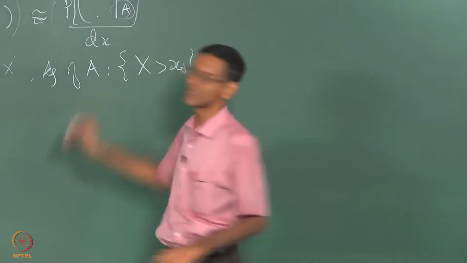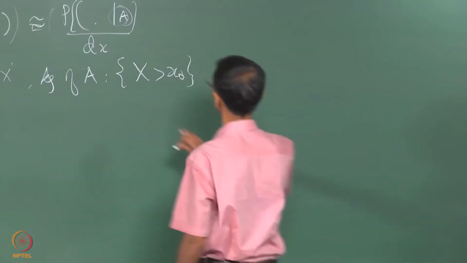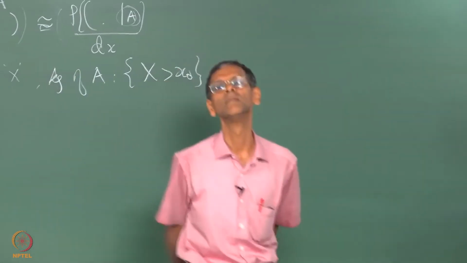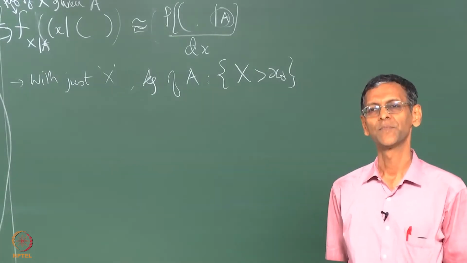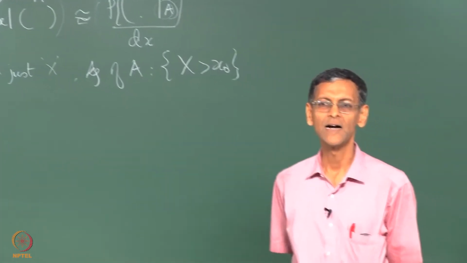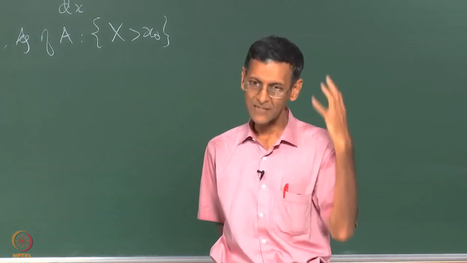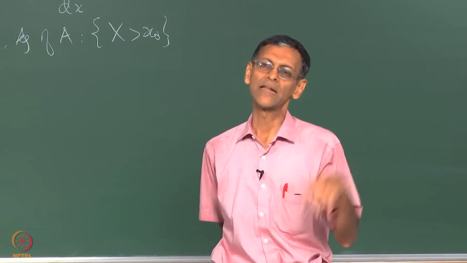So let us assume that the device is running. Then what does this event mean? X given A, given that X is greater than x naught, what does that mean? That means that, in English, the device has worked until x naught, at least x naught. So you are assuming that the device has worked up to x naught, and now you want to recalibrate.